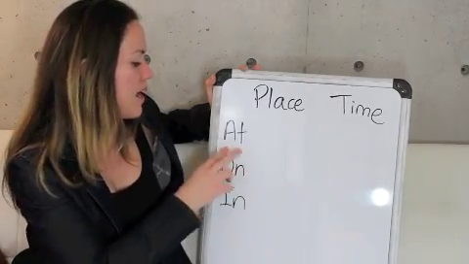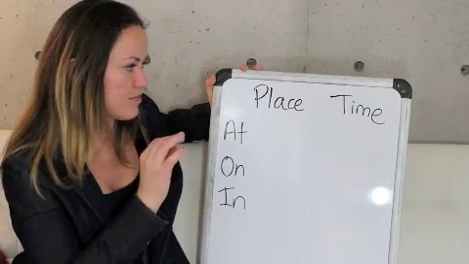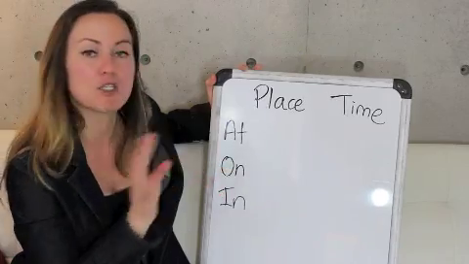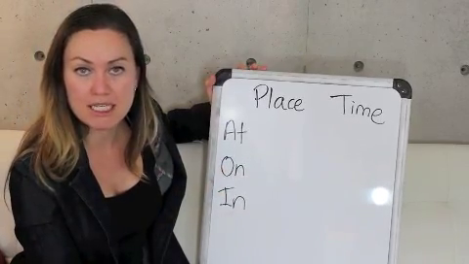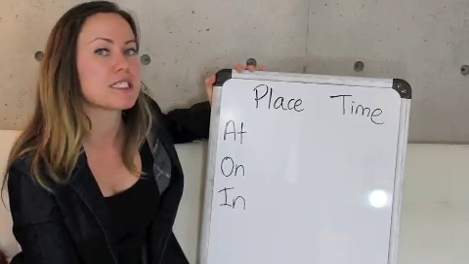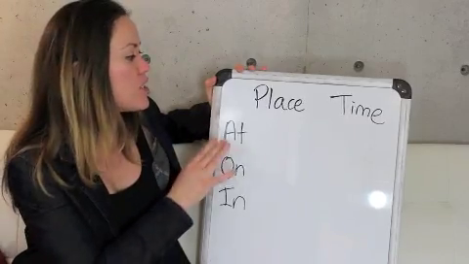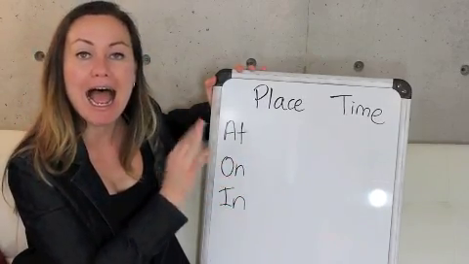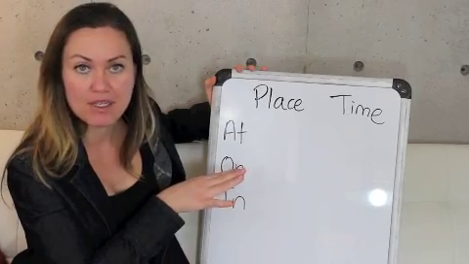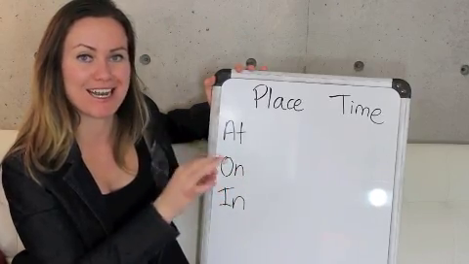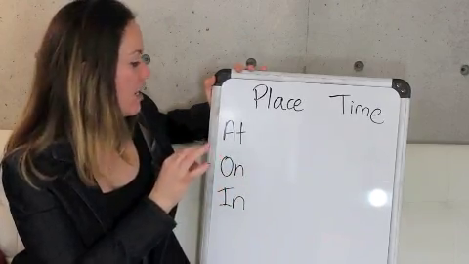Now, time: at, on, in. I'll meet you at the bus station. That could be right outside the bus station, or it could be in the bus station. We're not sure, but at is a point on the map. So I'll meet you at the bus station at 3 p.m. So at a time, okay? At a specific time, 3 p.m.